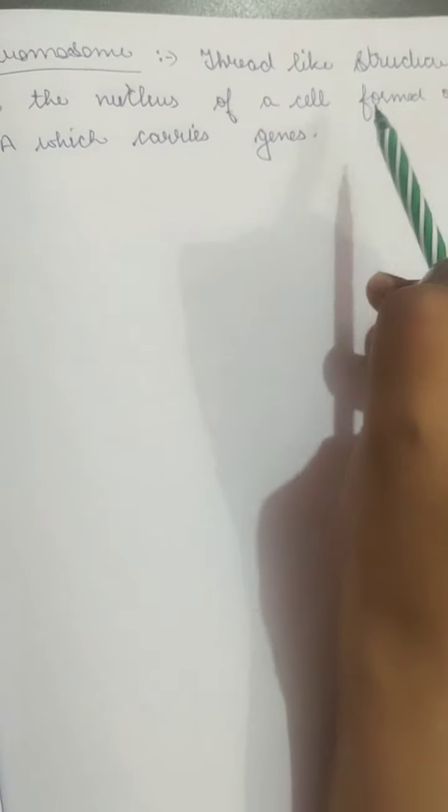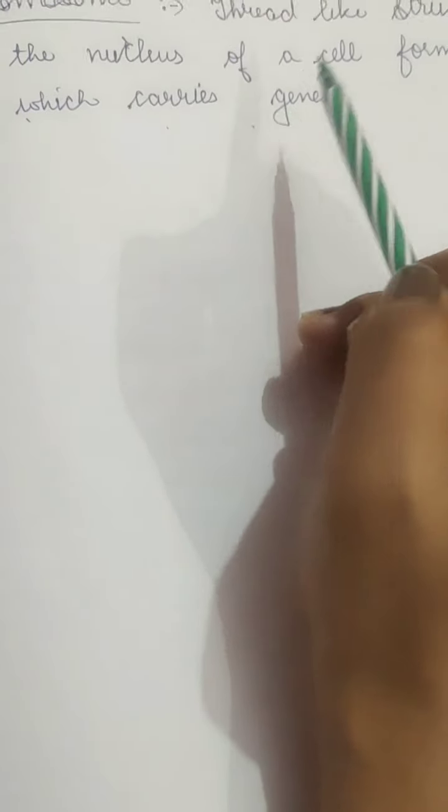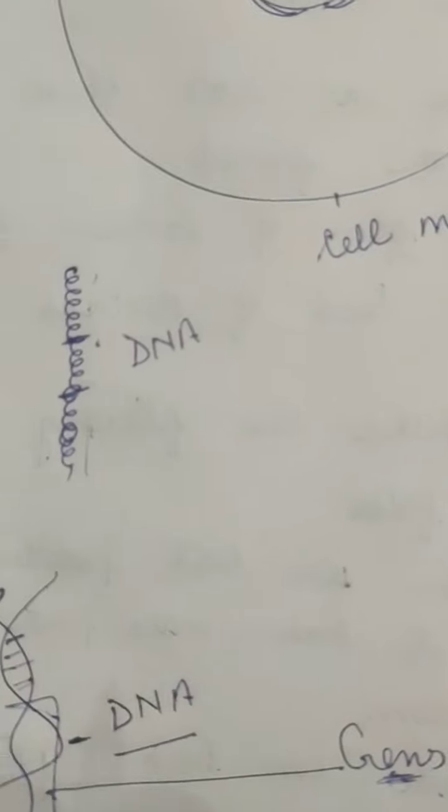So a chromosome is a thread-like structure in the nucleus of a cell, formed of DNA, which carries genes. Now these genes are the unit of DNA on a chromosome which governs the synthesis of one protein that controls a specific characteristic or trait of an organism.